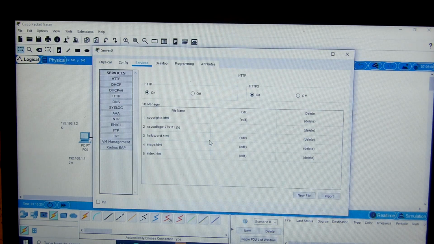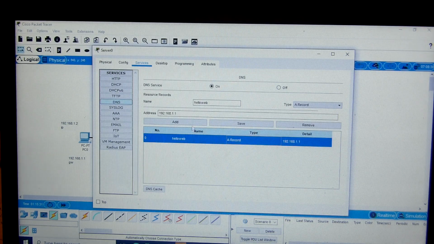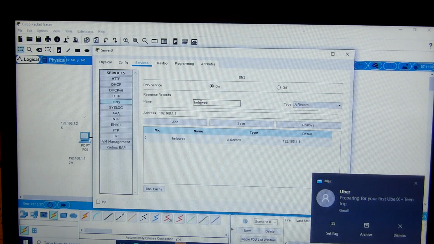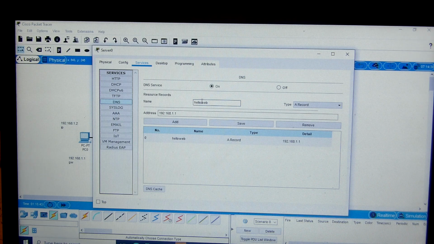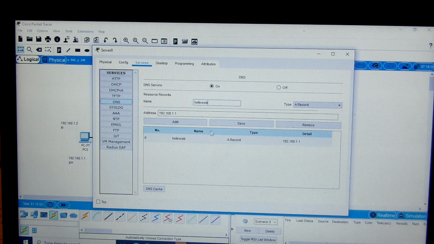And then let me go back to this, and then you go to DNS. In DNS, I already put this. You put the name of the thing. I say hello web, the name of the web, but the message was hello world. Okay, put it on, not off. After you put this one here, you add this.